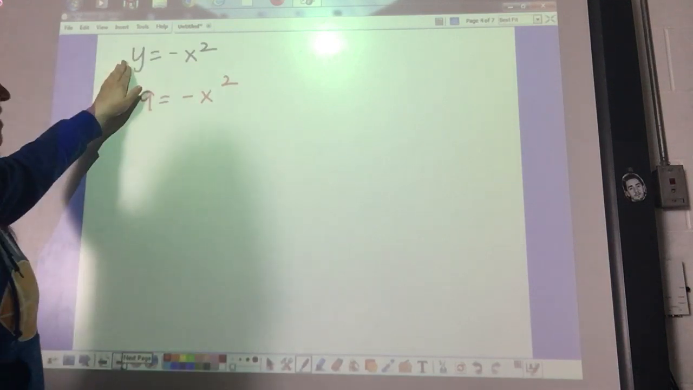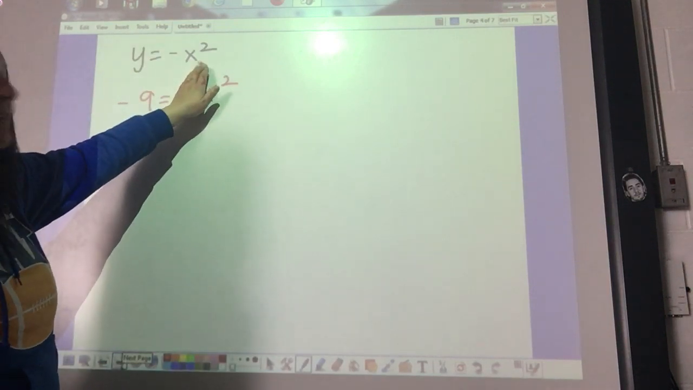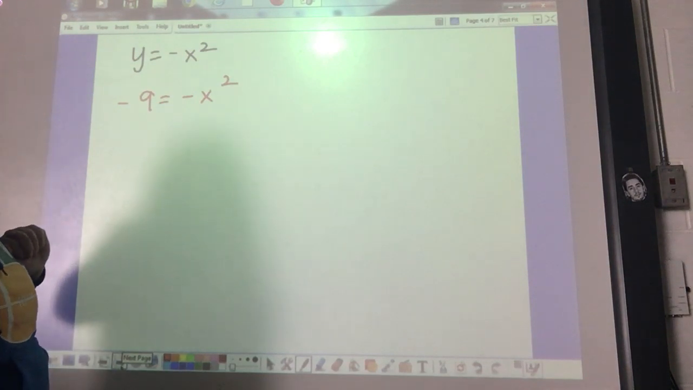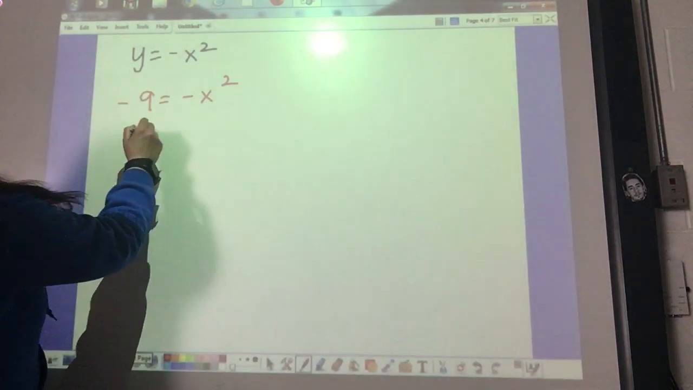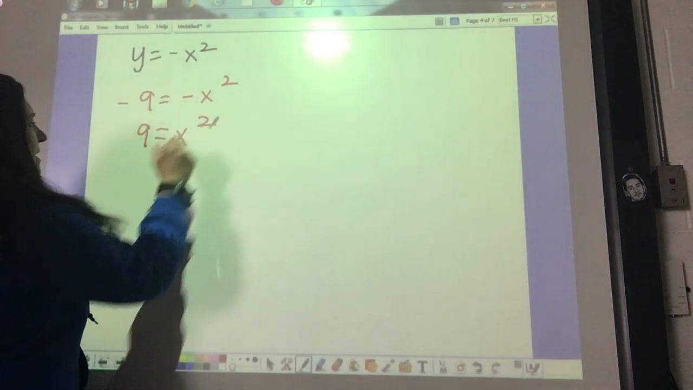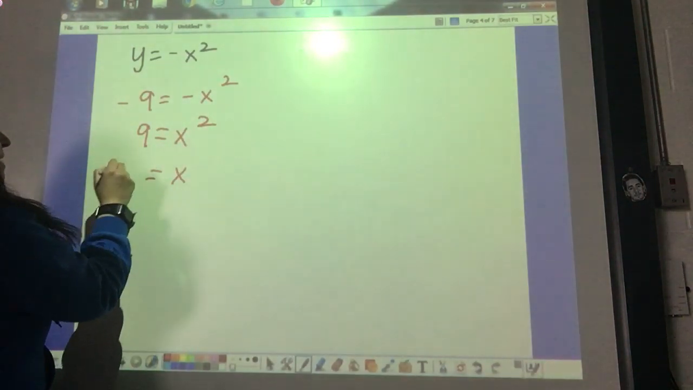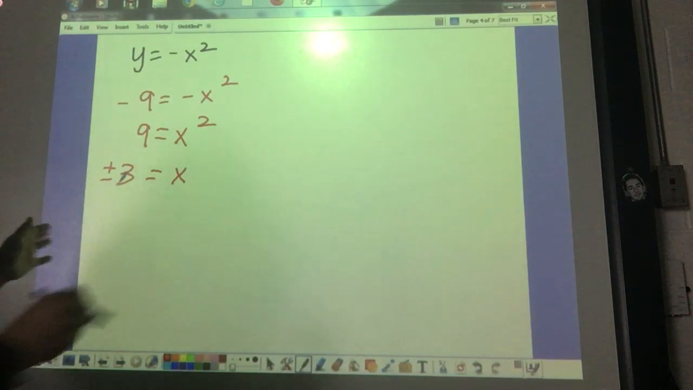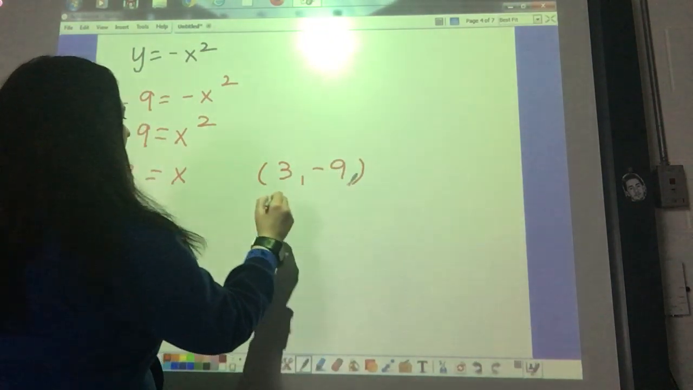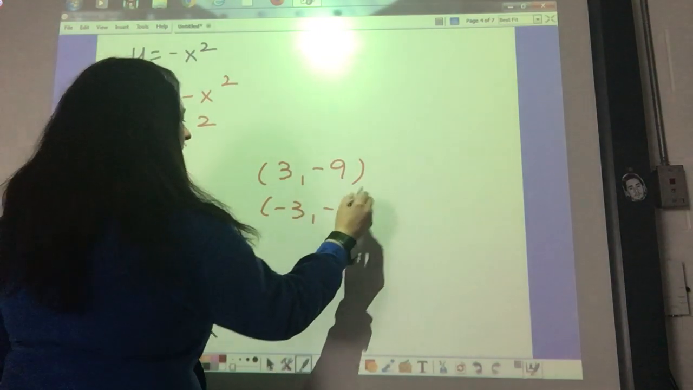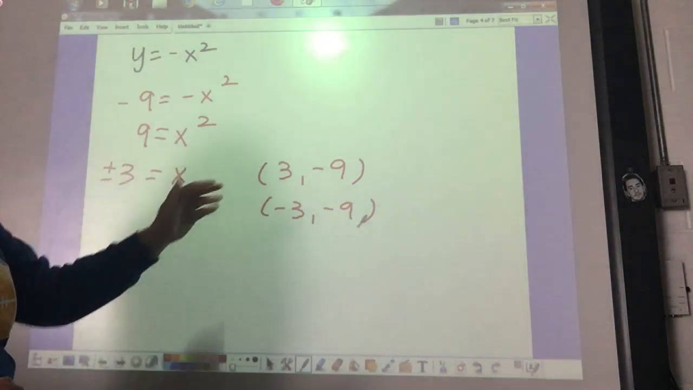So once we know our y value, we just have to solve for the corresponding x, choosing whichever equation you think is easiest. So when y is negative 9, what's the x value? We divide both sides by negative 1. So we're going to have two answers here, plus or minus 3. So if x is positive 3, our y value is negative 9. But if it's negative 3, you get the same thing.